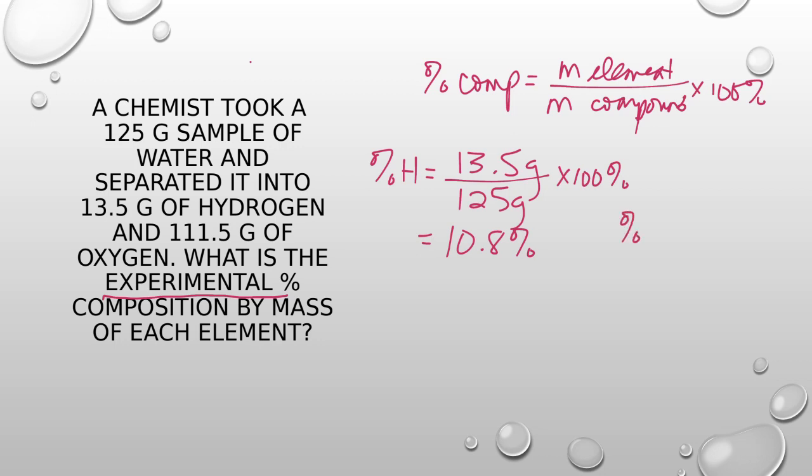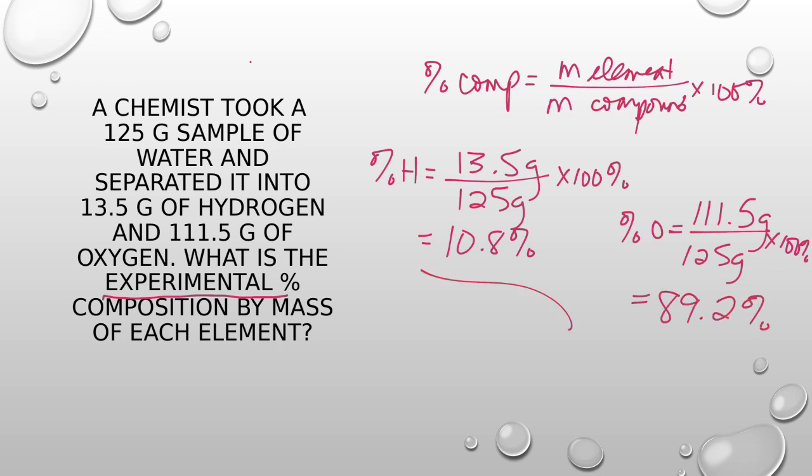We're going to do the same thing for oxygen, and we're going to sub in those values. So there's a little bit more oxygen, 111.5 grams. We divide by 125. That doesn't change. We multiply by 100%, and we round to sig figs, which is 3 from the total mass of the compound, and we get a percentage value of 89.2. And you should notice that these percentage values equal 100. Okay, if done properly, all of your percentage values should add up to 100%.